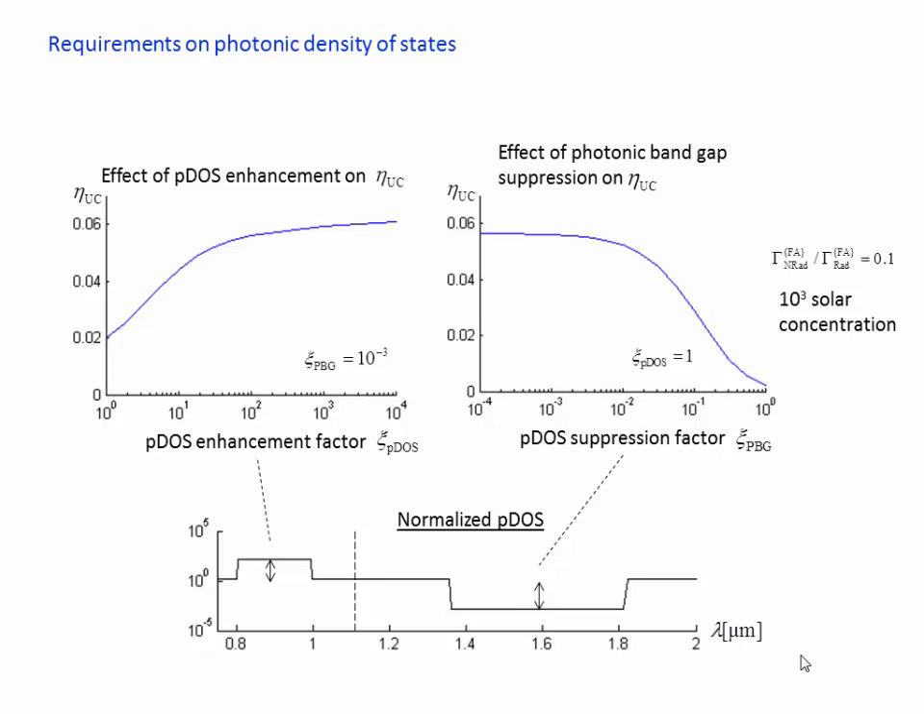And then once we have this photonic band gap, we can further enhance the efficiency by introducing an enhancement in the photonic density of state at the upconverted frequency. And again, we aim at 2 orders of magnitude of this density of state enhancement in order to saturate this efficiency enhancement.